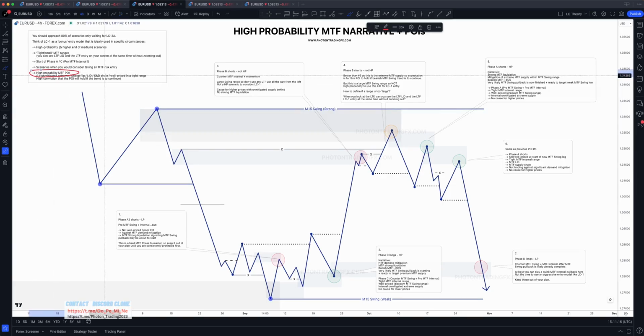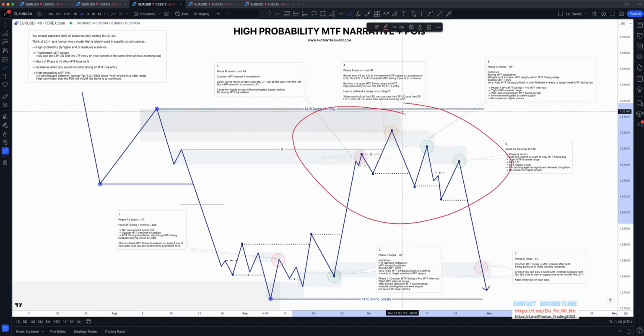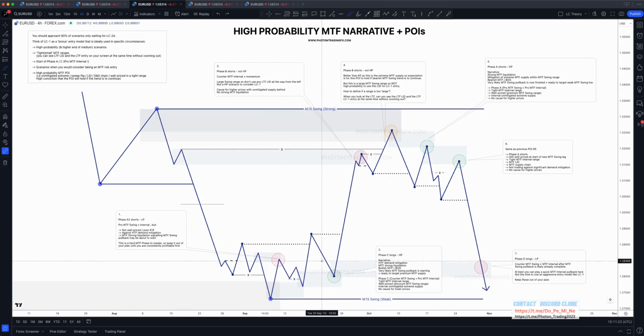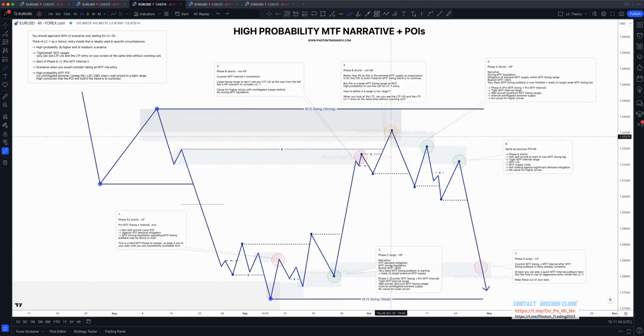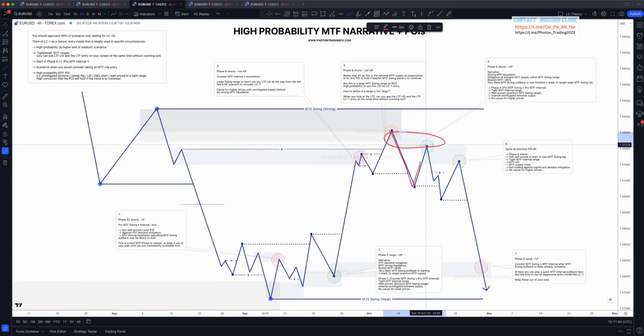So what makes a high probability POI? Well, building the narrative with the phases is probably the biggest step to getting that right first. If you're doing the right phases, i.e. start of phase A and C, you're already well on your way to probably getting a high probable POI. Okay? But obviously the other things that we've spoken about through the course, something like an unmitigated extreme. Okay, so when we get that bearish IBOS and price is pulling back, this supply zone is going to be the unmitigated extreme of that level. It's the highest supply zone that's unmitigated. That's going to be a high probable POI.